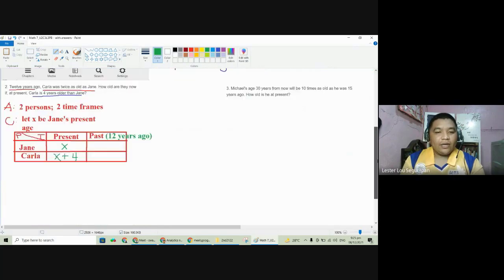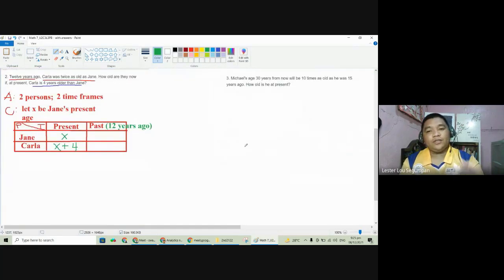But right now, we're talking about the past. So as we move to the past, again, if I am 30 right now, 12 years ago, I am 18. So I simply subtracted 12. If you are 14 right now, 12 years ago, you were 2 years old. So you simply subtracted 12. Similar here, we will subtract 12 from their present ages.